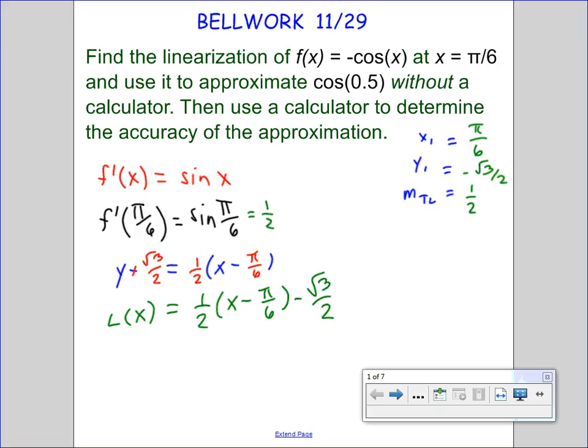Awesome. Raise your hand if you generated this linearization, L of x. Now we'll go ahead and use it to approximate the cosine of 0.5. We'll do this without a calculator, and then we'll compare it with the actual value using the calculator, and determine the margin of error. So we'll evaluate L of 0.5 simply by plugging in 0.5.